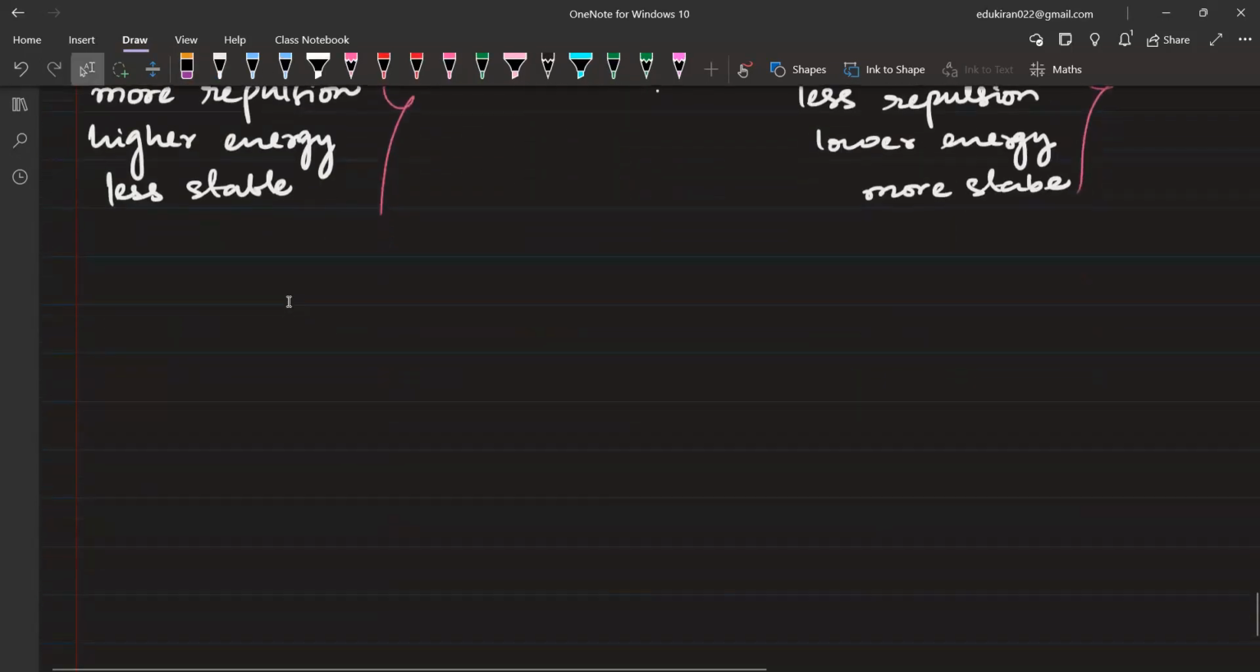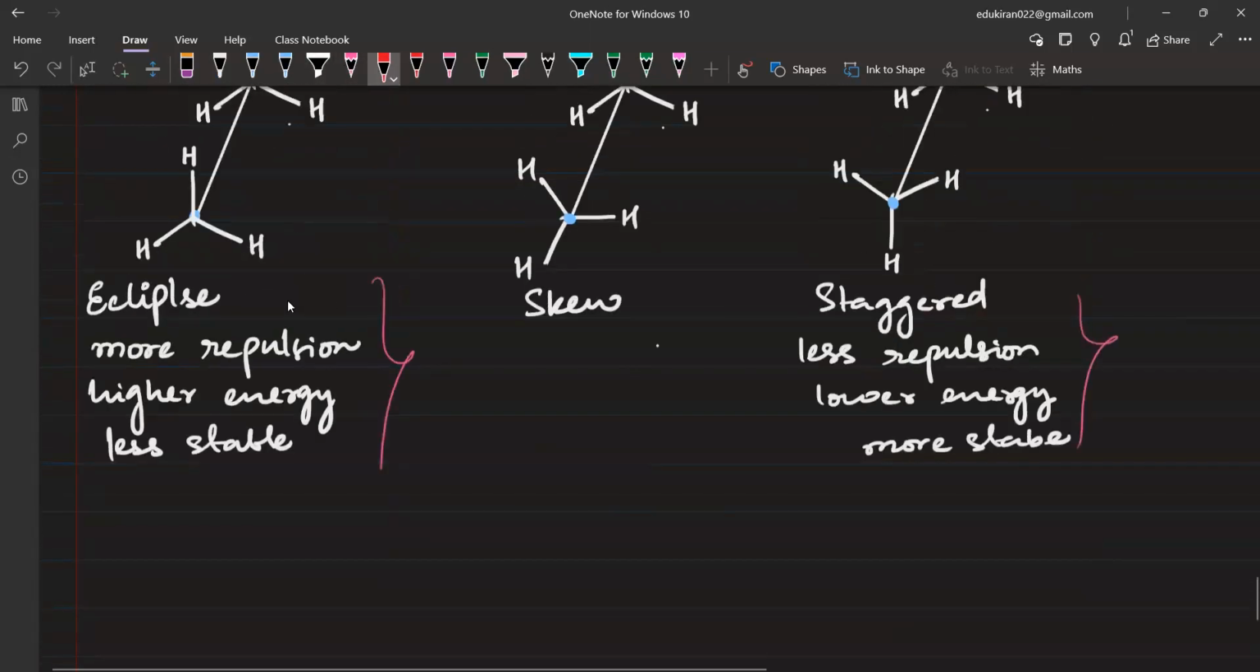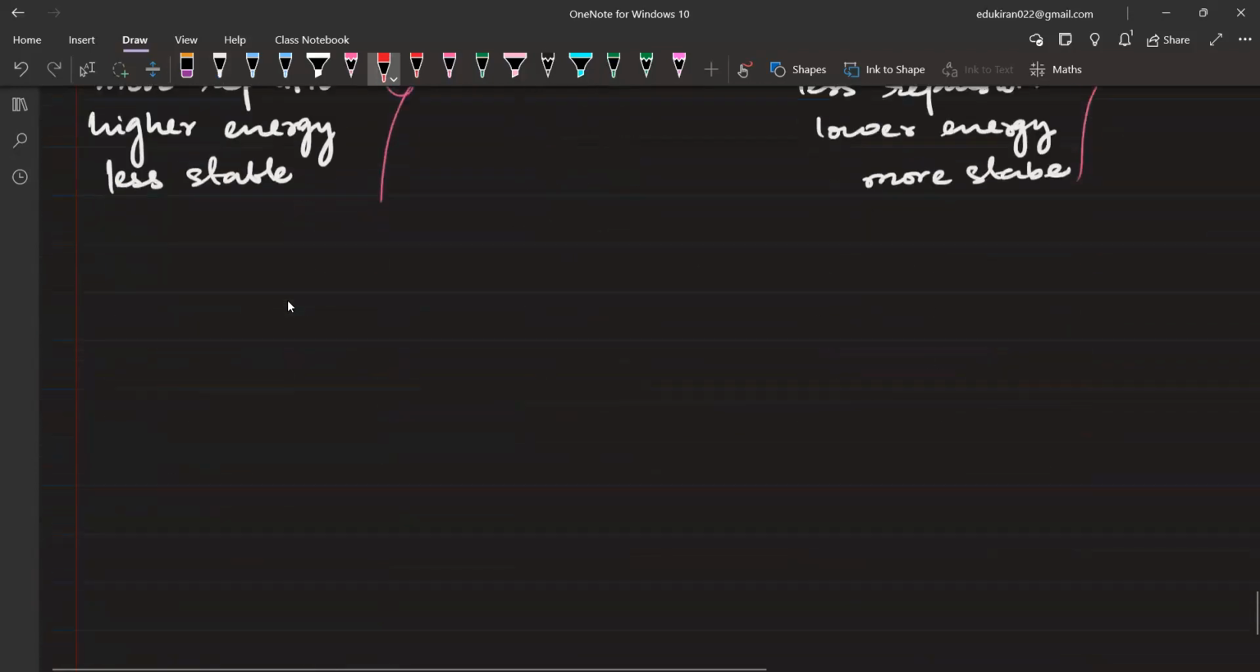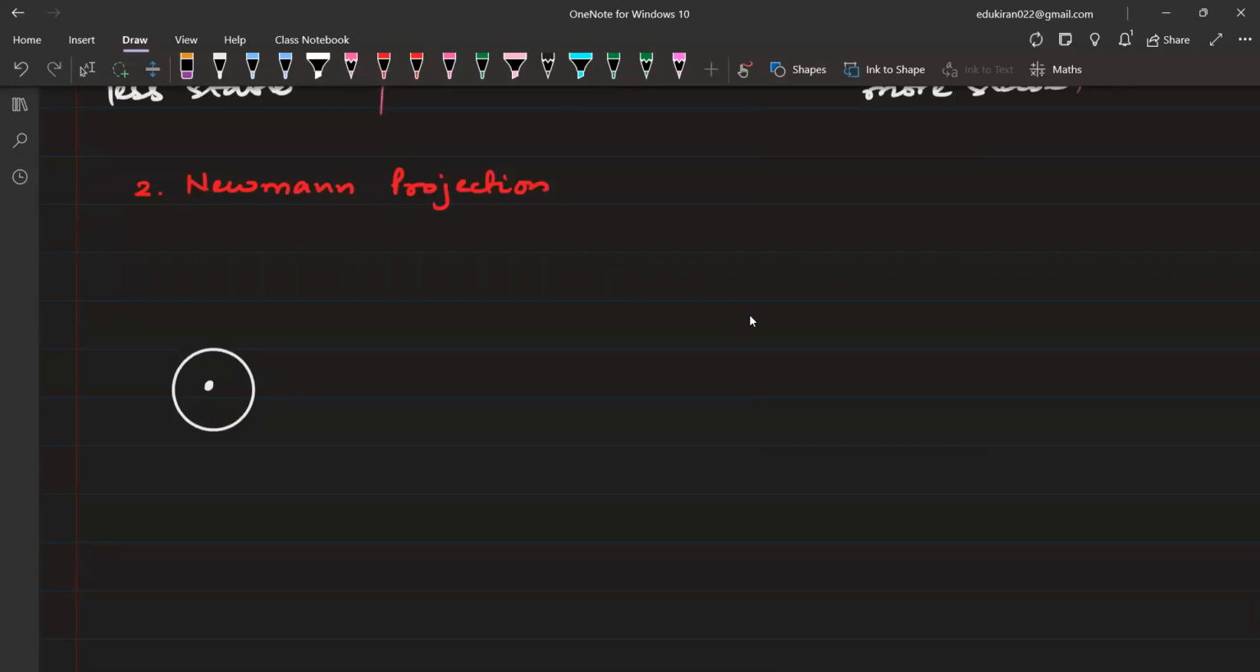Now the next type of projection that we can use is known as Newman projection. The second, with the red pen, ठीक है. Second, it is Newman projection. Now, in Newman projection, we show the first carbon atom with this dot and the second carbon atom with a circle behind it. So we have two carbon atoms in ethane. The first one is shown by this dot and the second one is shown by the circle behind it.